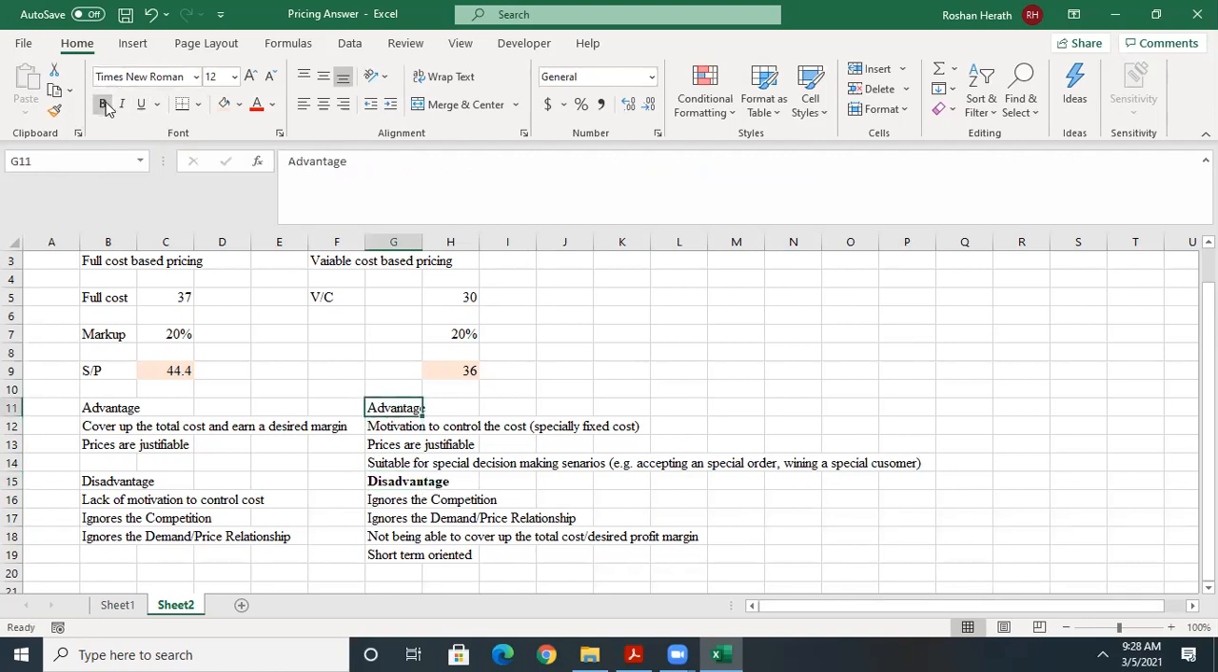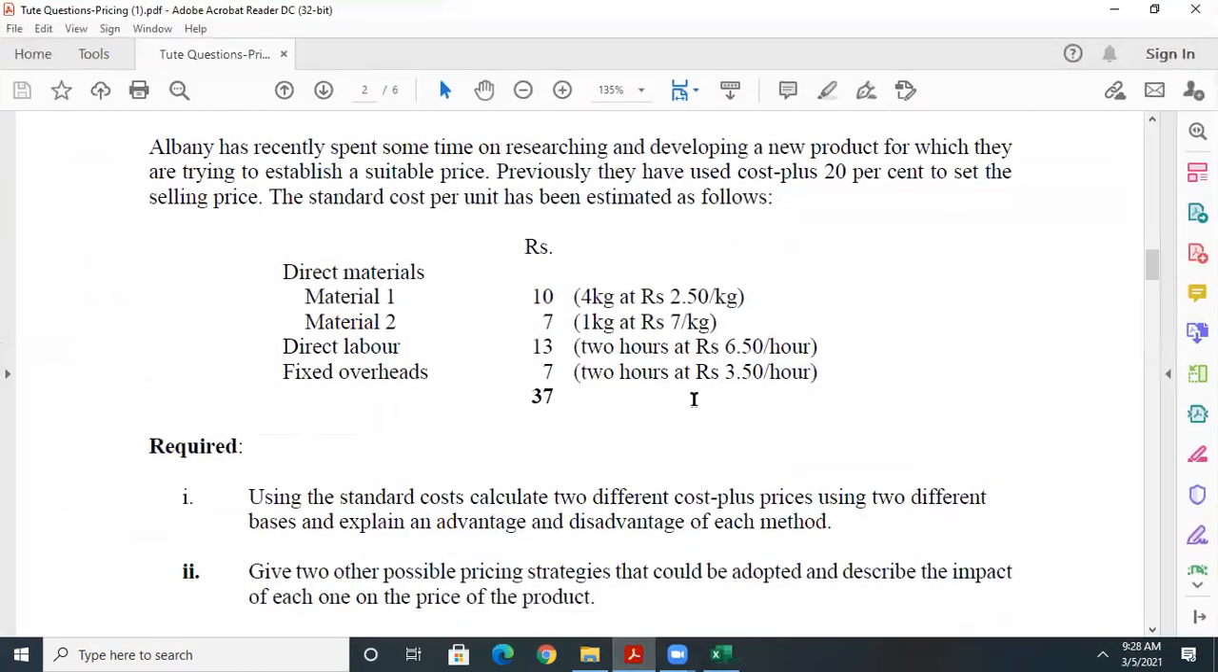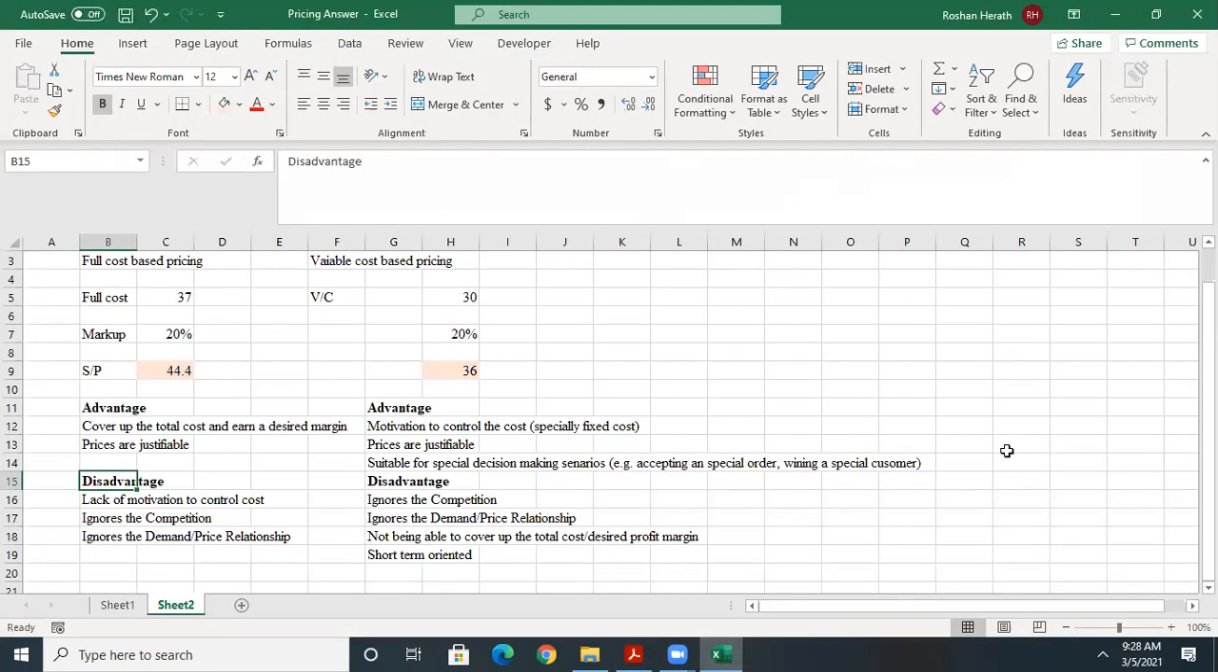So likewise you can simply come up with certain advantages and disadvantages. Then let's look at the other part. It says that give two other possible pricing strategies that could be adopted and describe the impact of each one on the price of the product. What are the other possible pricing strategies that you can apply?